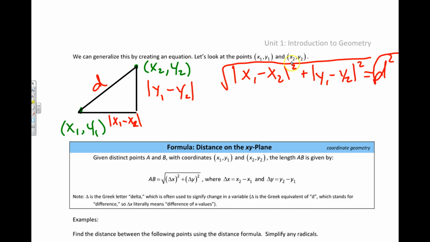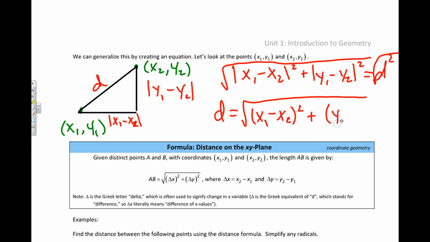And then you guys know whenever you square something, the result's automatically positive. So I really don't need the absolute value signs anymore. This derives the distance formula. And the distance formula is that the difference of your x's, x1 minus x2 squared, plus the difference of your y's, y1 minus y2 squared, and I take the square root of that, will actually get me the distance of anything.